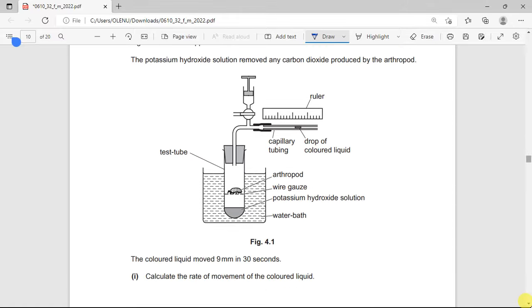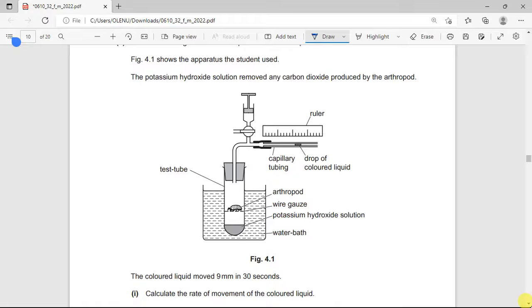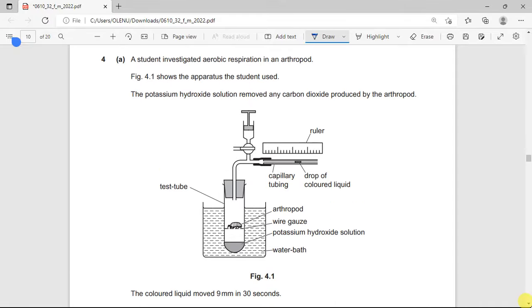So, let's move next. I have question number 4. A student investigated aerobic respiration in an arthropod. Arthropods, remember, we call them kami, which are crustaceans, arachnids, myriapods, and insects. Now, figure 4.1 shows the apparatus the student used. Here we have potassium hydroxide solution, which removes carbon dioxide produced by the arthropod. That means these arthropods are producing carbon dioxide when they respire through the aerobic process.